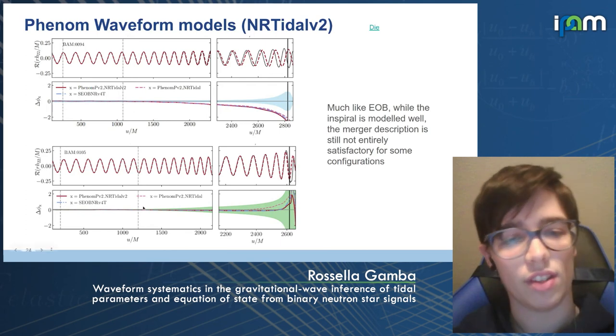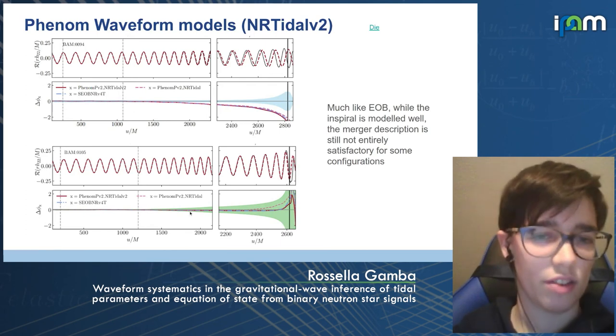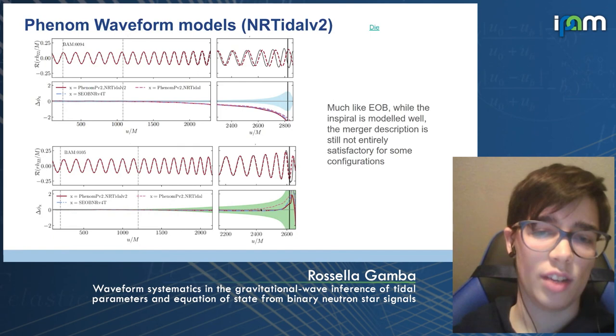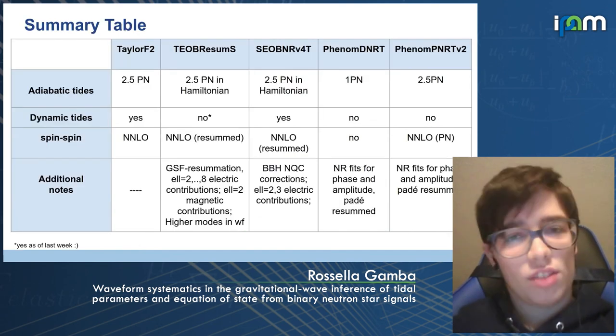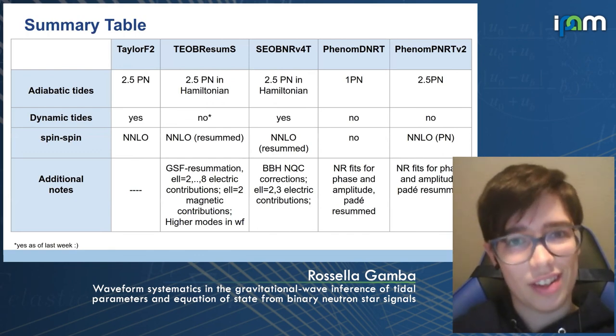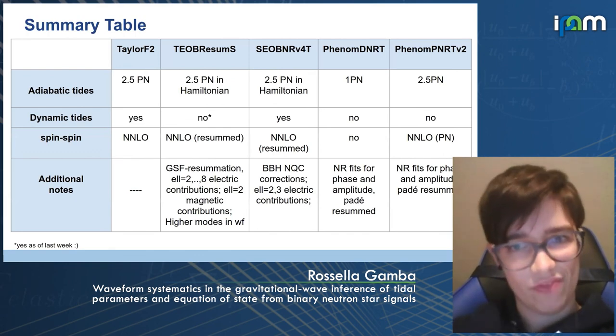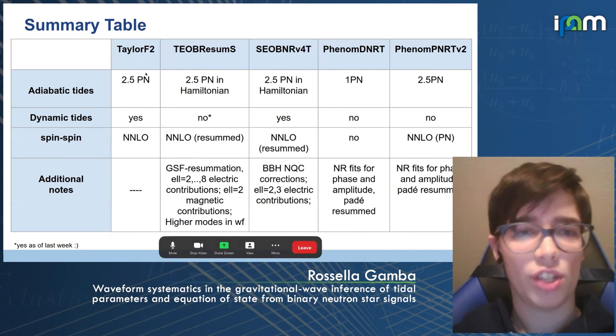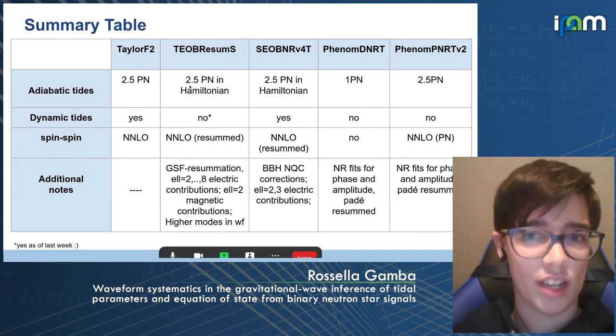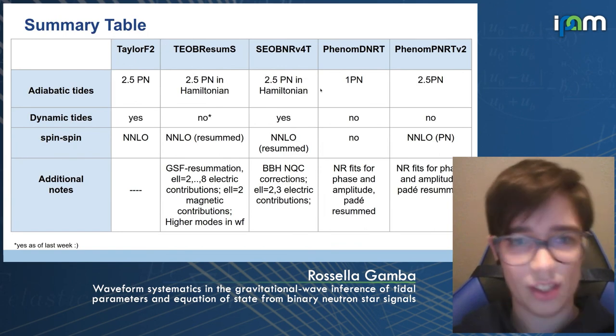You see that the phase difference is well within the numerical error, which are these, let's say, green and light blue bands. So to summarize all of the models that I have gone through this past, let's say, 5-10 minutes, here is a table which tells you exactly what kind of tidal information is within all of these.